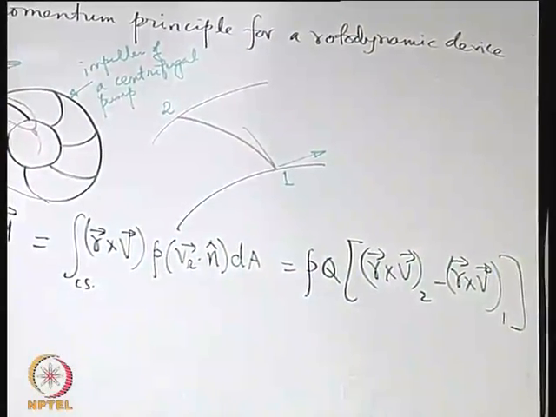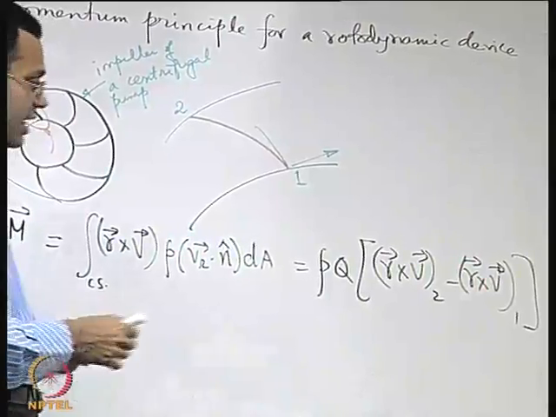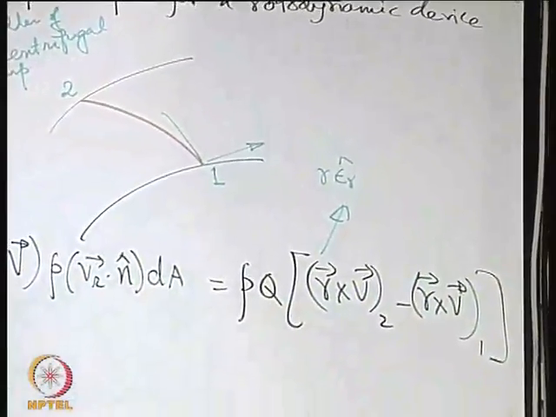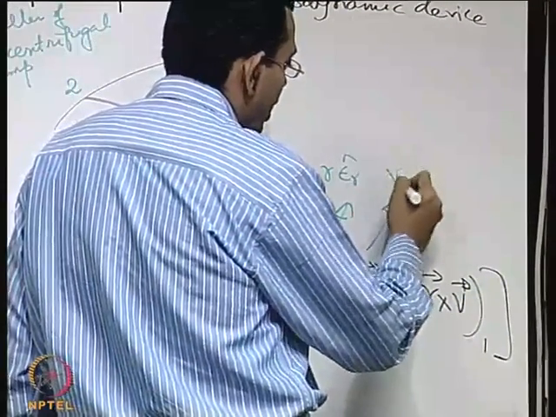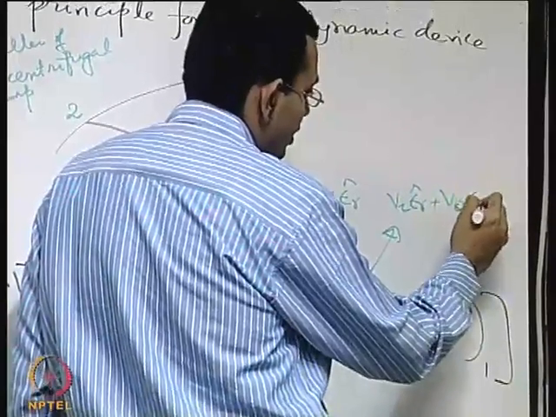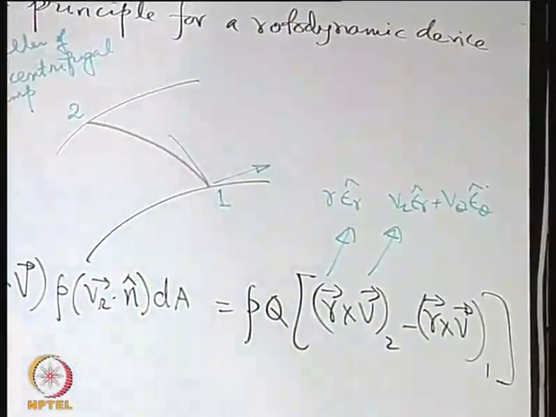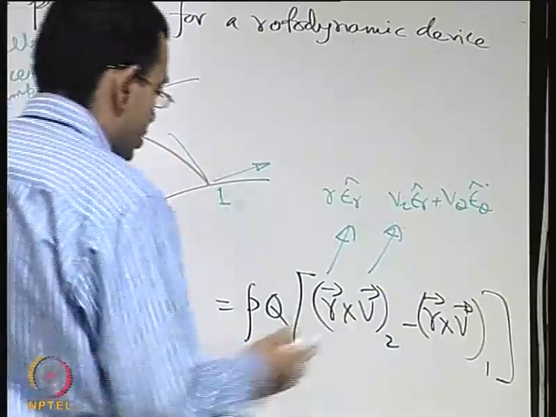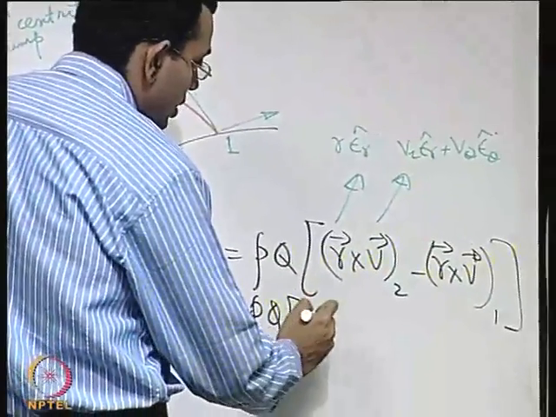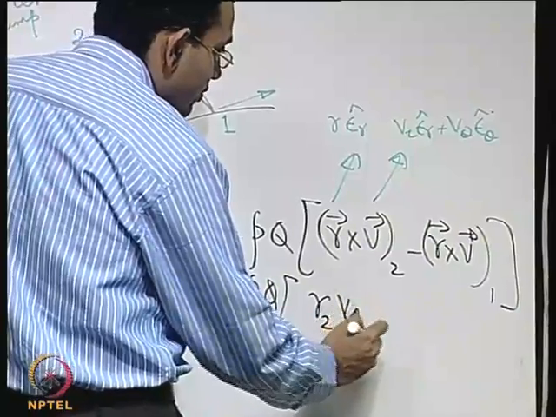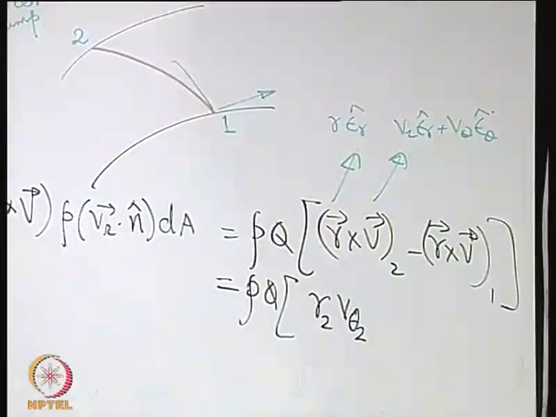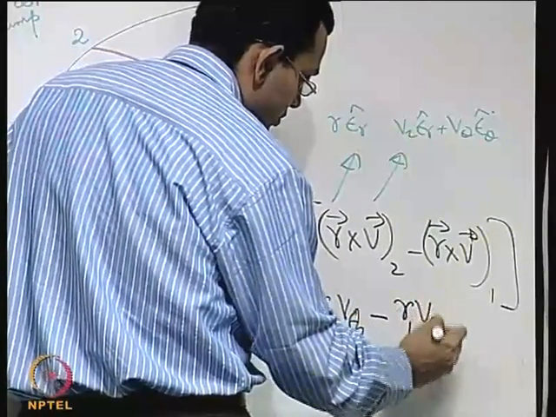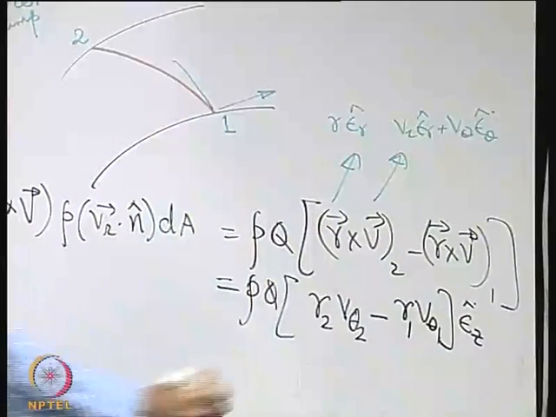Okay. Now r cross v, so let us write that in a vector form. What is r? r is nothing but r into the unit vector along the radial direction. And what is v? Vr e_r plus V theta e_theta. So what is r cross v? So it is rho Q, r2 V theta 2 minus r1 V theta 1, and what is the direction? Direction is the z direction, right. So we will write the direction separately, into the unit vector along the z direction.